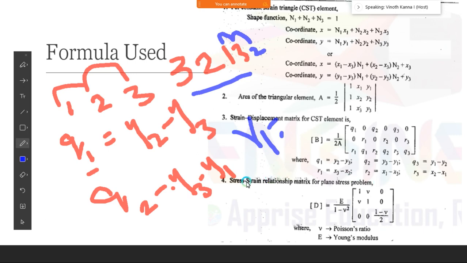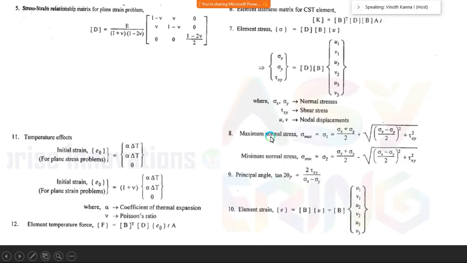Then the stress-strain relationship matrix, that is called the D matrix. Once you find the B matrix, you have to find the D matrix. So D is equal to E by 1 minus V squared, times the matrix [1 V 0; V 1 0; 0 0 (1 minus V) by 2]. E is nothing but Young's modulus, which the question itself gives. V is the Poisson ratio, which the question also gives. So no need to worry about unknown data.